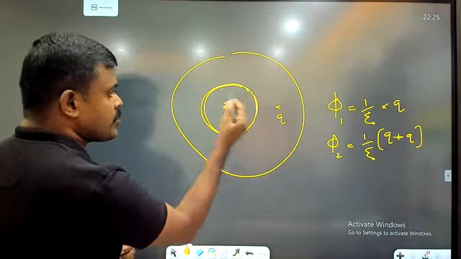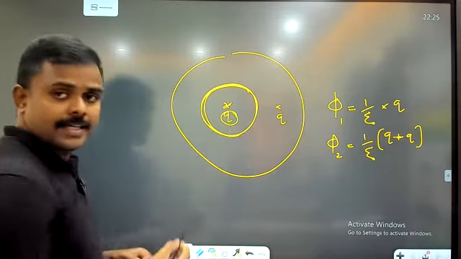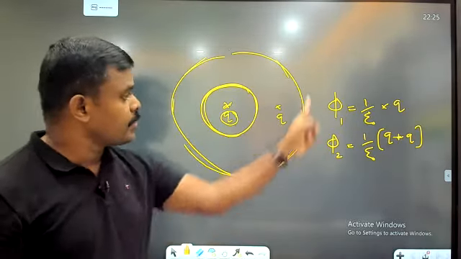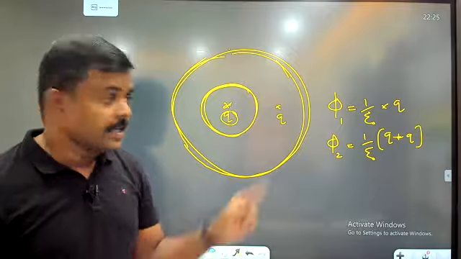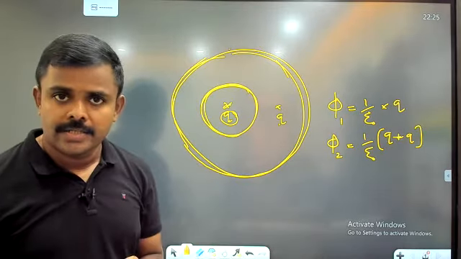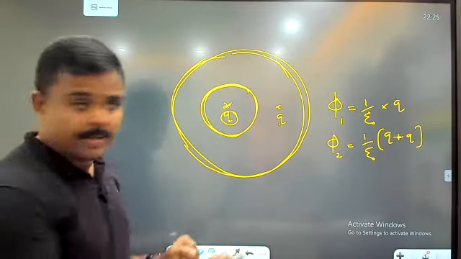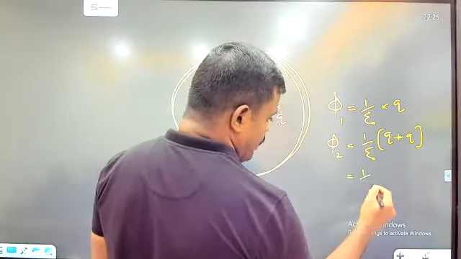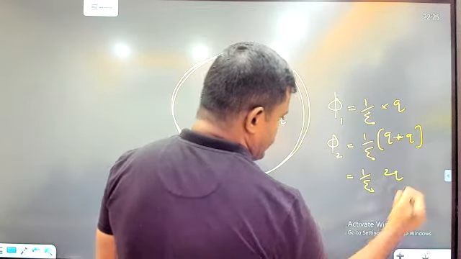Inner sphere encloses only one charge, while for the outer sphere, look at the outer sphere. How many charges does it have inside? This Q and this Q. Correct? There are 2 charges, right? So 1 by epsilon 0 into 2Q. Now we can find the ratio.